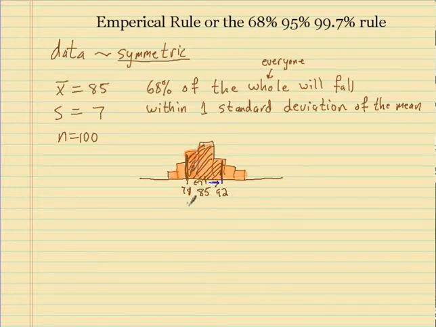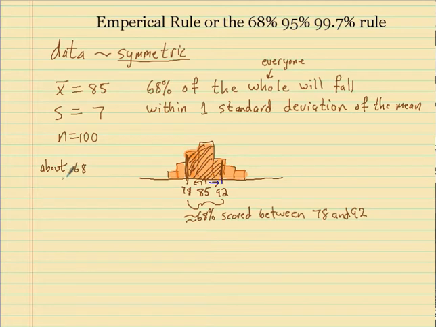And what the empirical rule tells us is that, and remember this is always approximate, 68% scored between 78 and 92. That's what the empirical rule says. So if this was a test, out of these 100 people, about 68 scored between a 78 and a 92.